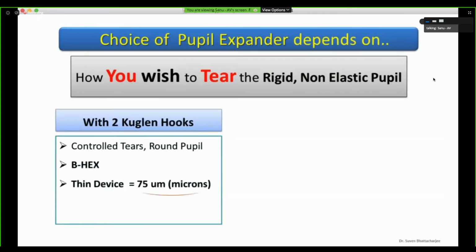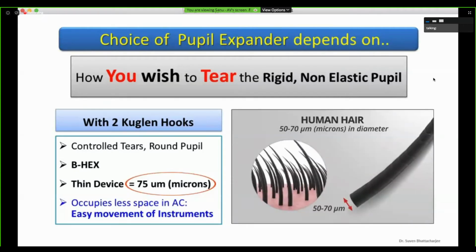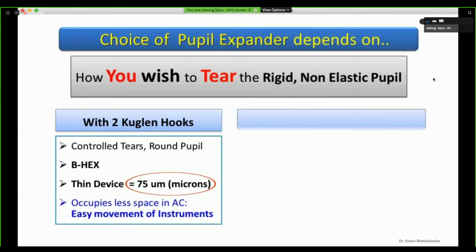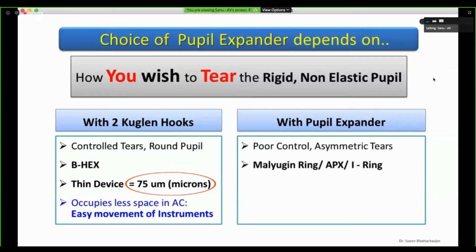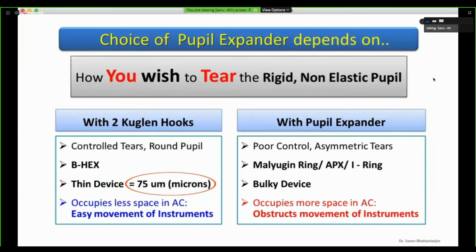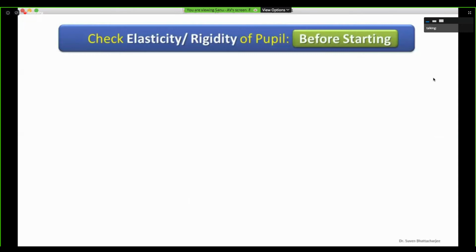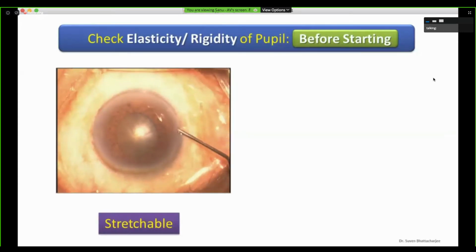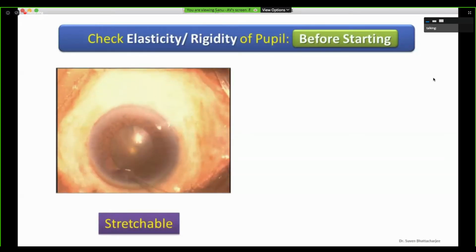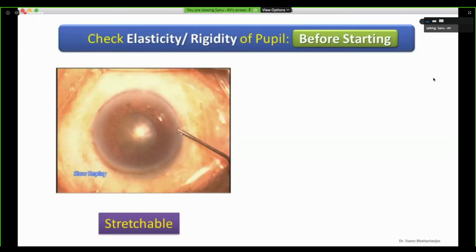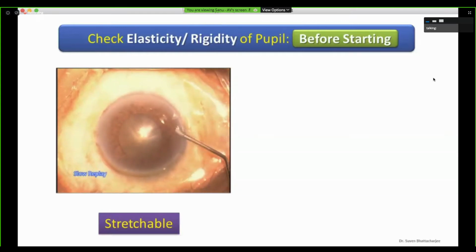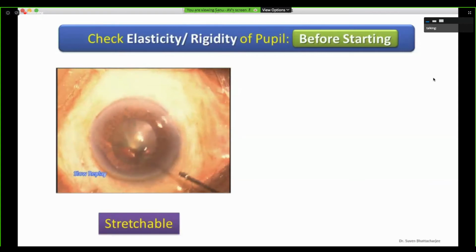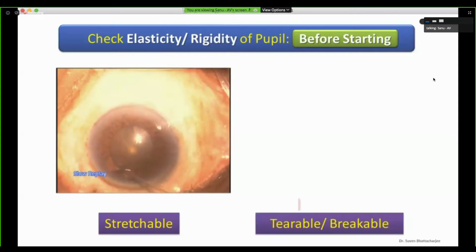With two Kuglen hooks, the hair-thin B-HEX allows a lot of space in the AC for instruments. To tear with the pupil expander, it has to be bulky and that would obstruct instruments. The rigidity of the pupil should be checked as soon as we make the paracentesis. As the AC is inflated with BSS, the elastic pupil expands. On the other hand, a rigid pupil does not.